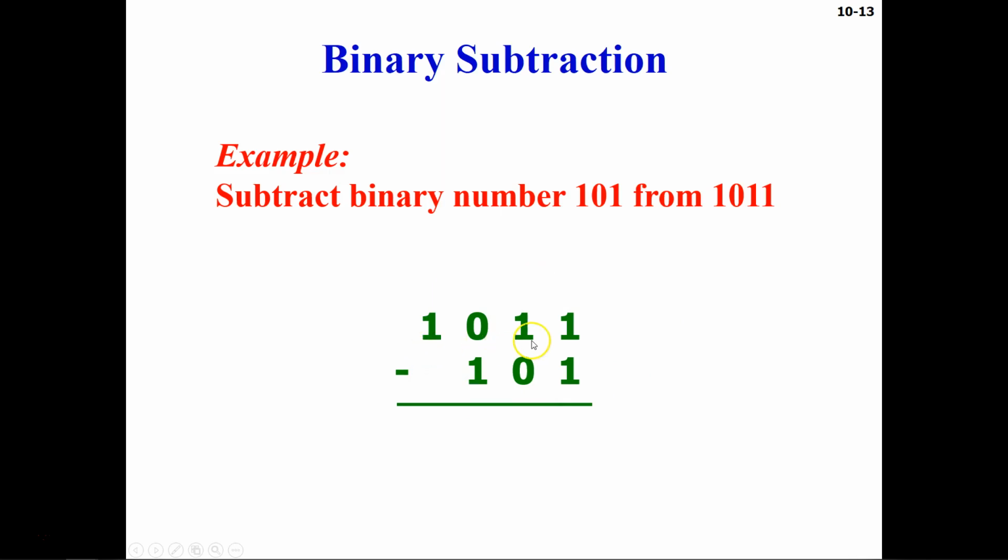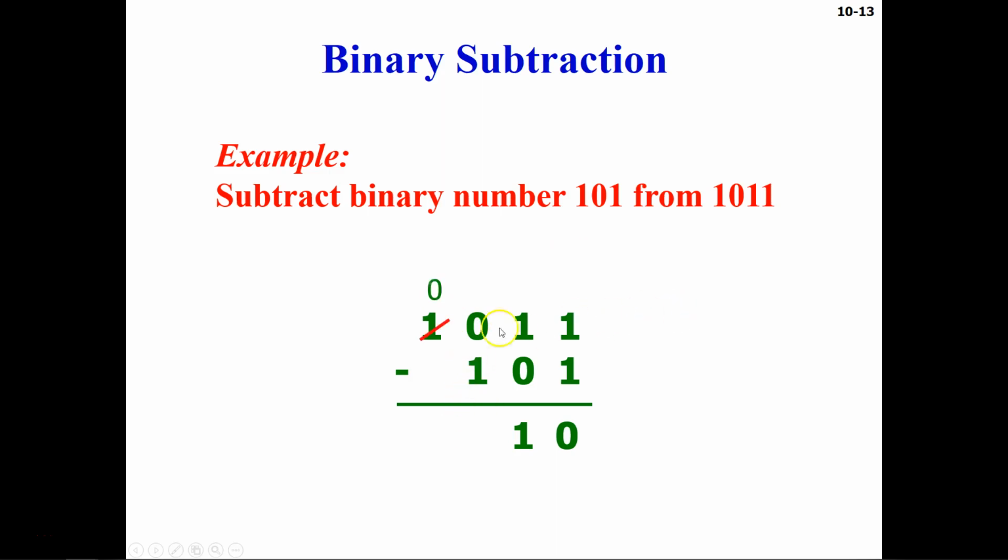We have 1011 and 101. We want to subtract 101 from this binary number. So let's do it. When you subtract 1 from 1, then it's going to be 0. And if you subtract 0 from 1, then it's going to be 1. Now here you have 1 here and then 0 over here. So we need to borrow some number from the left to here, and that will make this number as 2, and then when you subtract you will get some number over here.